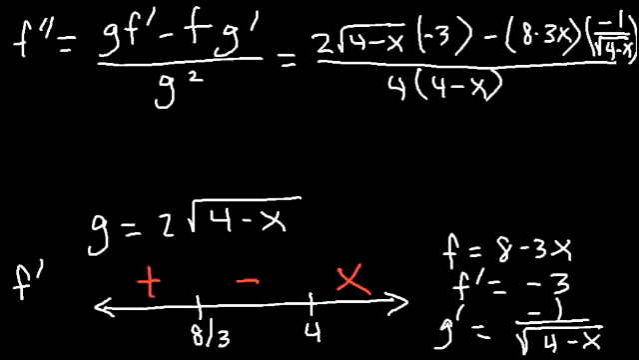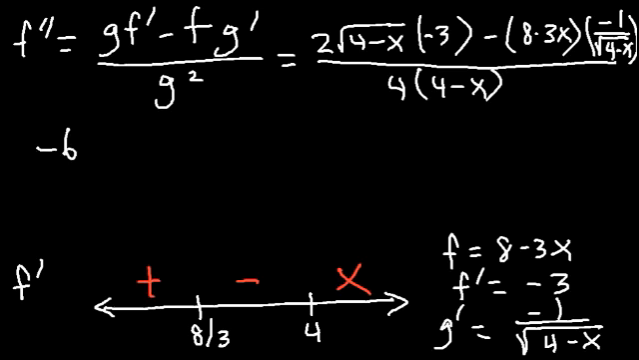So now we need to simplify the expression that we have. So 2 times negative 3 is negative 6. And these two negative signs will cancel. And 1 times 8 minus 3x is simply 8 minus 3x. And let's not forget the radical 4 minus x that's attached to the negative 6.